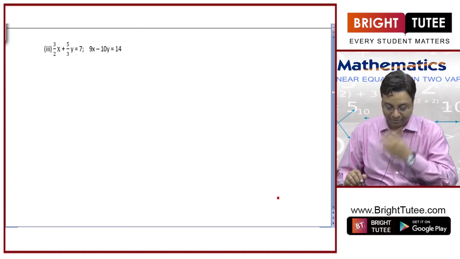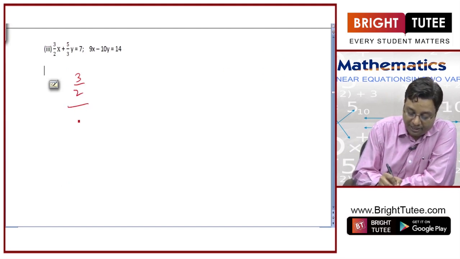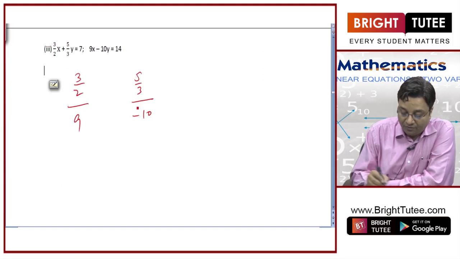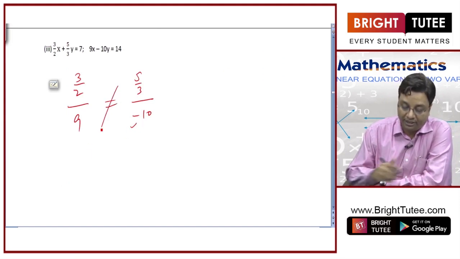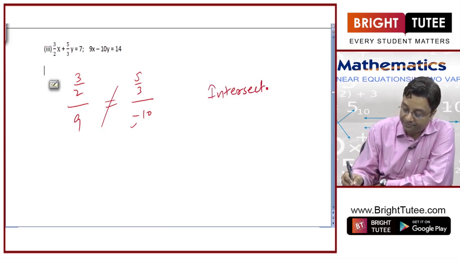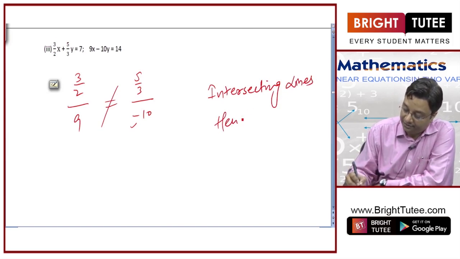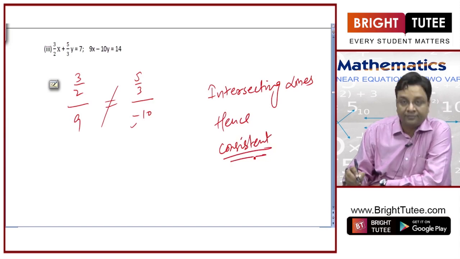Look at these lines, 3 by 2 by 9, 5 by 3 by minus 10. Obviously when there is a negative sign here, these two are not equal, okay. So straight away we can say these are intersecting lines, hence consistent, right.